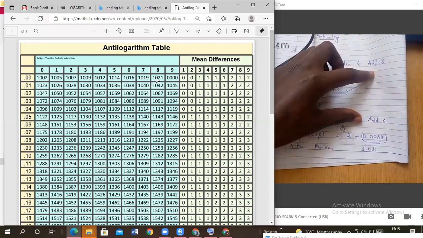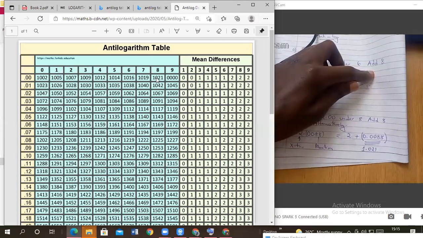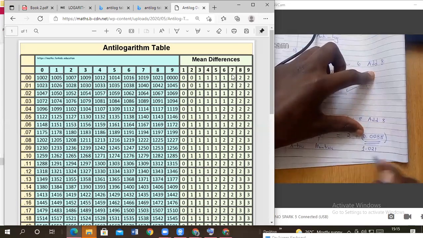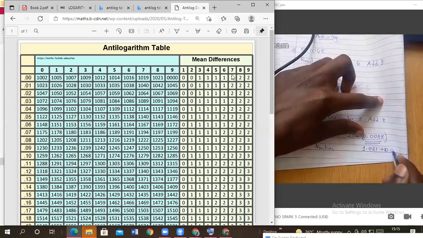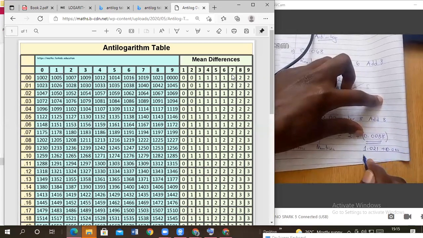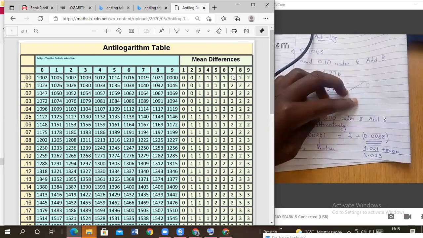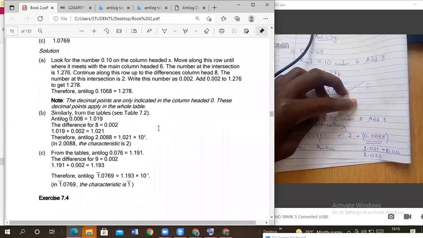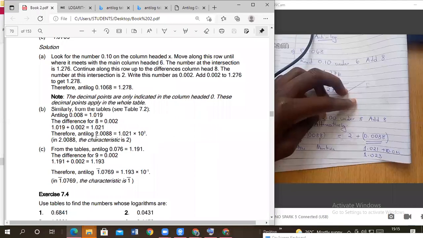To 1, what are we adding? We are adding 8. Under 8 is what? It is 2. So which means when you add 0.002, what do you get? We shall come out with 1.02 what? Have you seen that? Yes, teacher. Let's come back here.